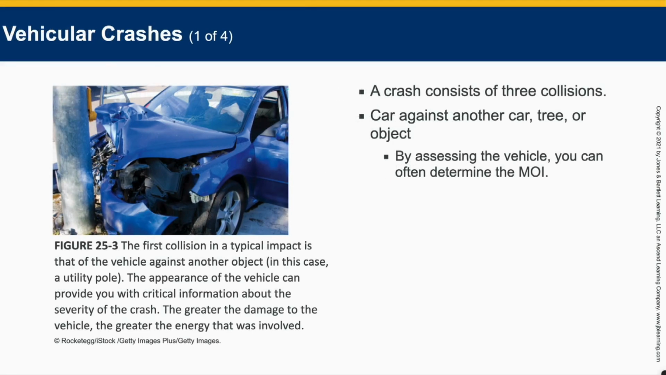Let's get into vehicle crashes. This is one of the most common and high-risk mechanisms that you'll respond to. A crash actually consists of 3 separate collisions. First, you have the vehicle striking another object, like a car, tree, or a pole. And this is where your scene size-up becomes huge. By looking at the vehicle, how much damage there is, and where the impact occurred, you can start to determine the mechanism of injury and how much energy may have been transferred.